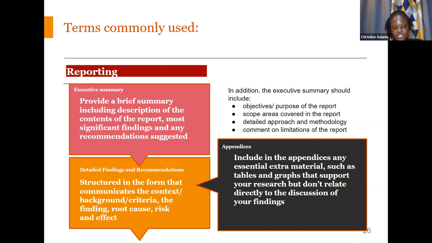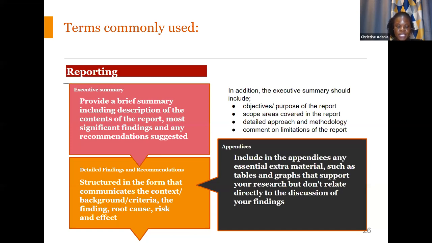Then we move on to reporting. So after you've performed your IT audit, you have to generate some kind of audit report that will probably go to the managers, if not to the board of directors. It should ensure that you have a brief summary of what you did, the description, and then include in your executive summary the significant findings, and any recommendations suggested.